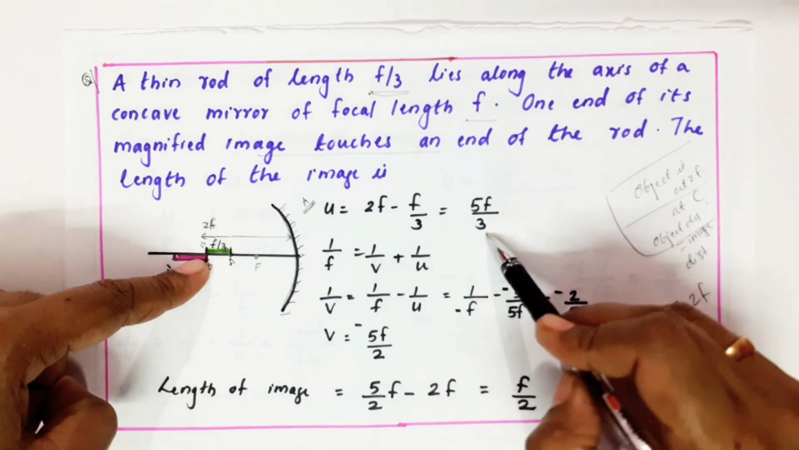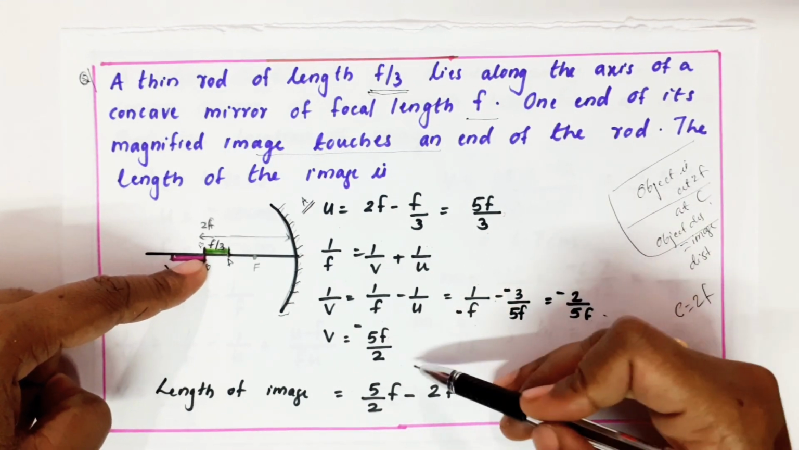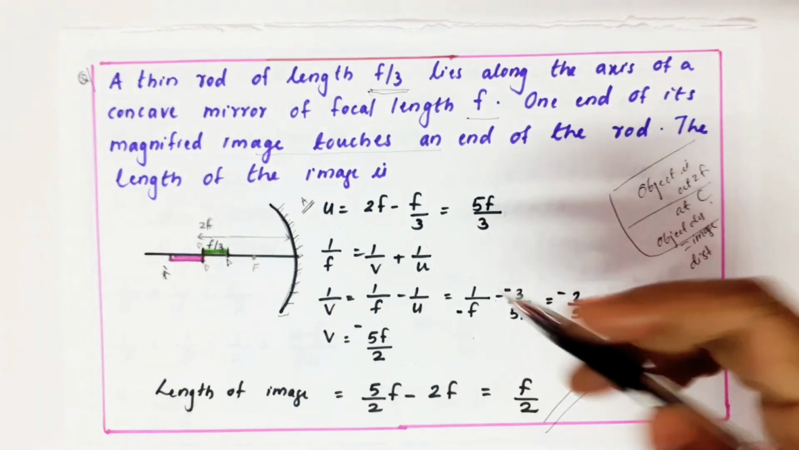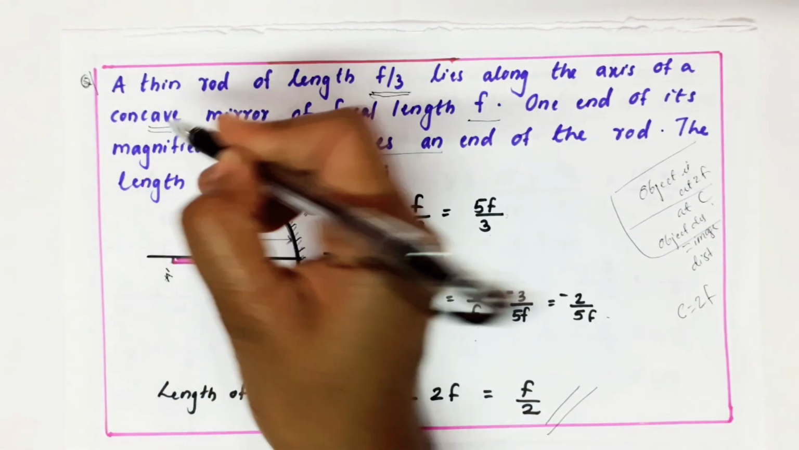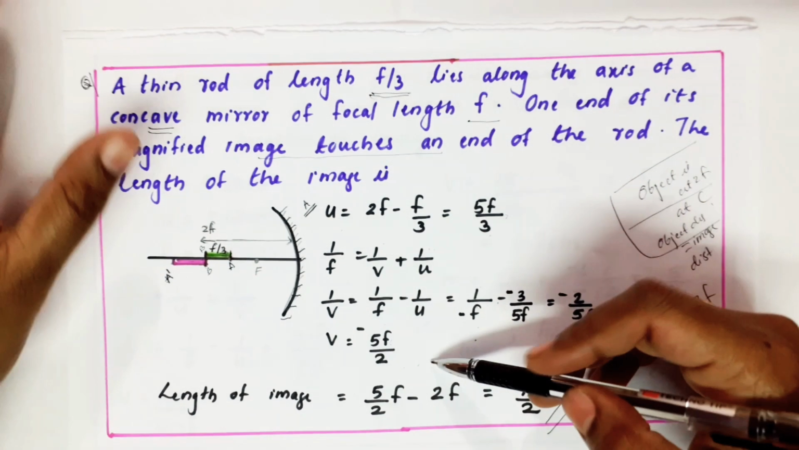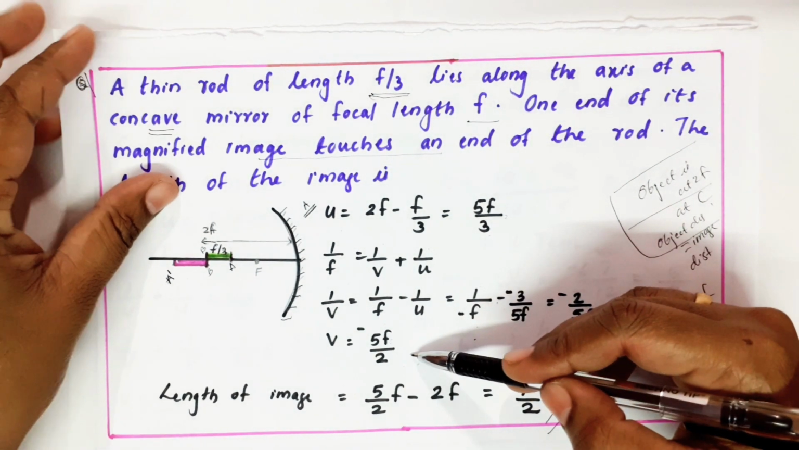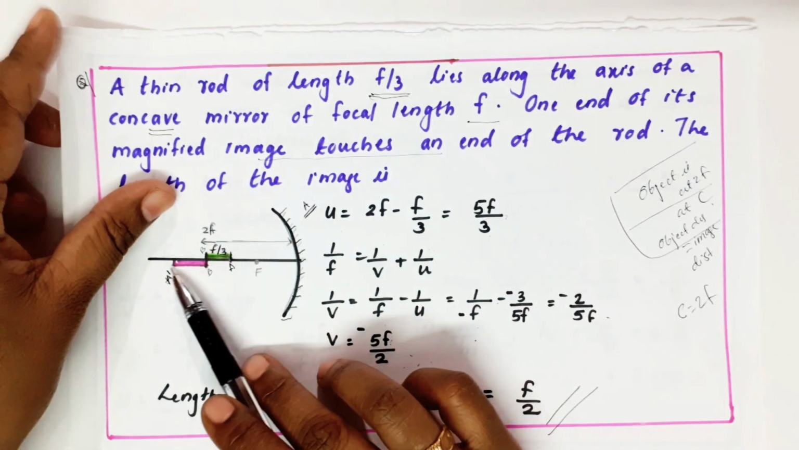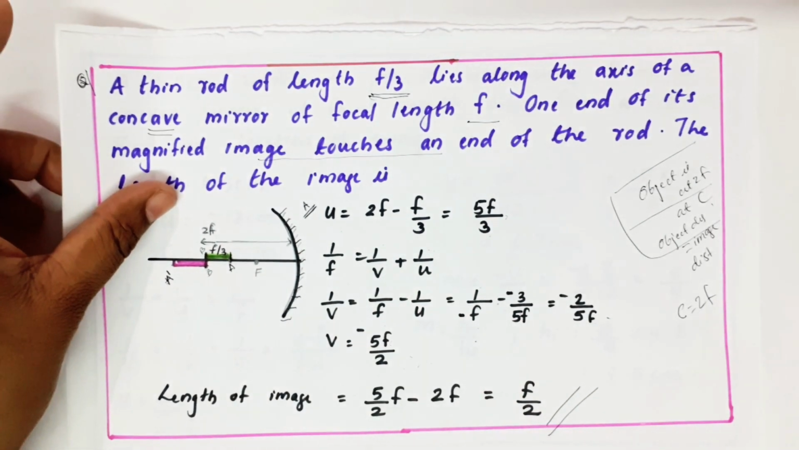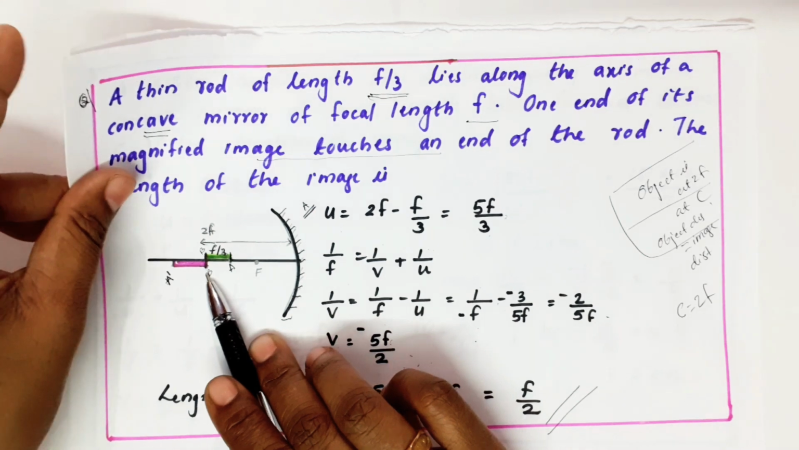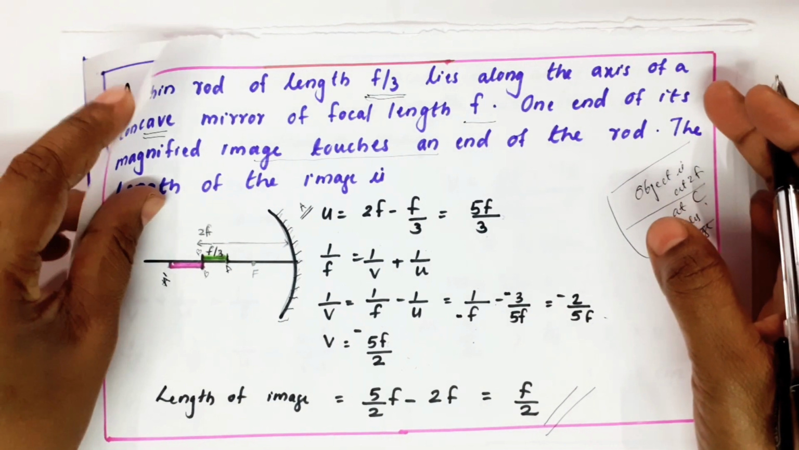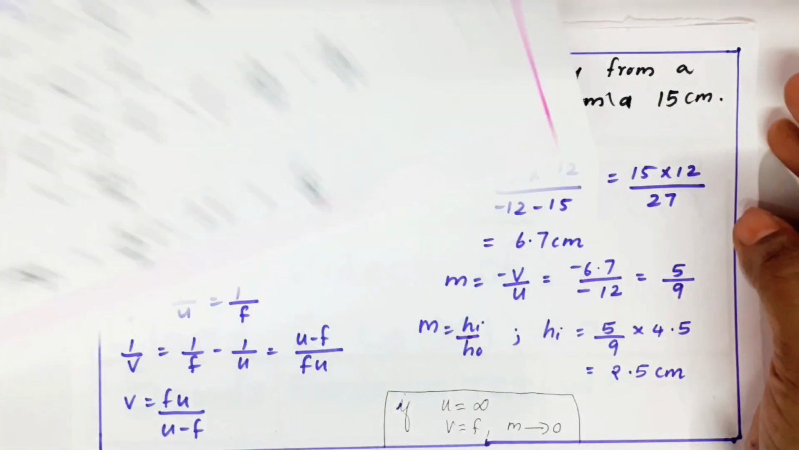u. Find out u. With u, apply the sign convention, and we get f. When applying the sign convention, as it is a concave mirror, the focal length is taken as negative. I got v. After getting v, what we understood is that we are getting minus 5 by 2f. And this is 2f, so the length will be 5 by 2f minus 2f, that is f by 2.